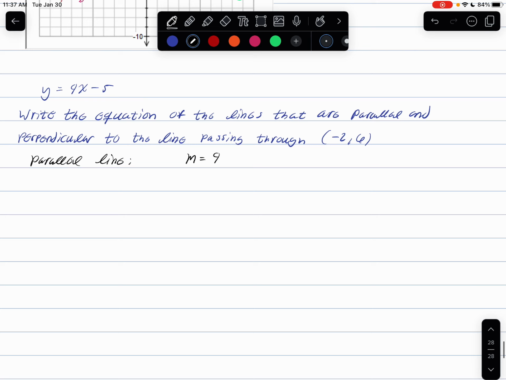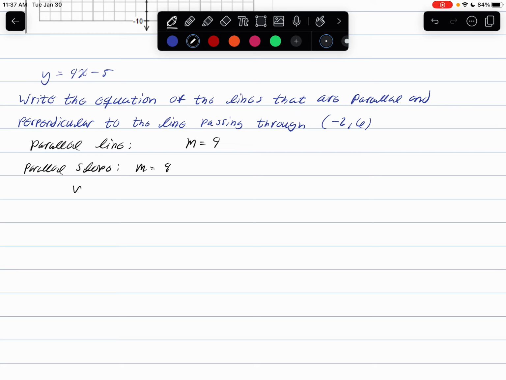So the slope of a line parallel to 9x minus 5 is also going to have a slope of 9. Our parallel slope is going to be given by m is equal to 9. So we know that our parallel line is going to have the form y equals 9x plus b. Now we want to see if we can find what our b value is.